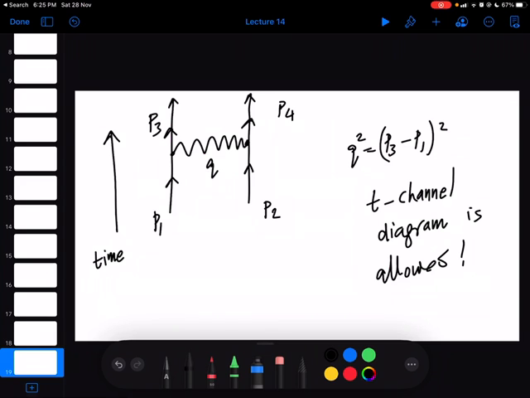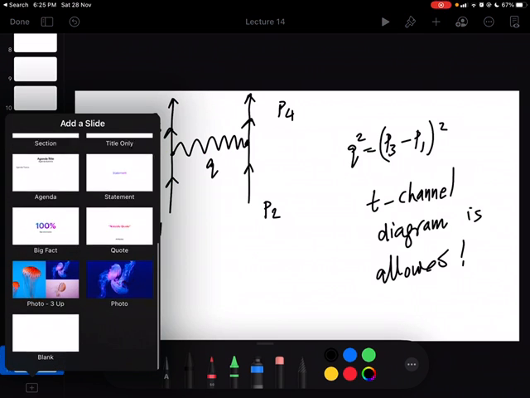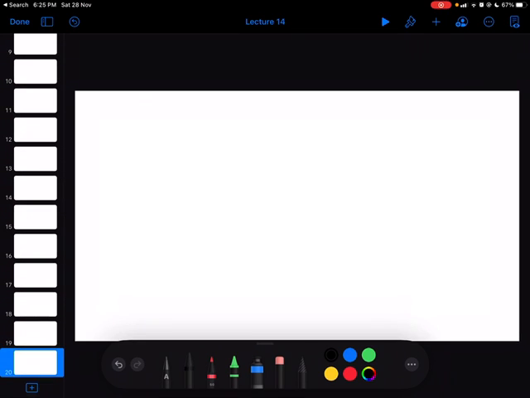Now, is this the only diagram? Is there any other diagram? Because it's a 2 to 2 process, there are 3 possible exchanges. You can ask whether P1 can interact with the momentum P4. That means this electron goes there with P4. So you can exchange P3 and P4. Yes, that is possible.